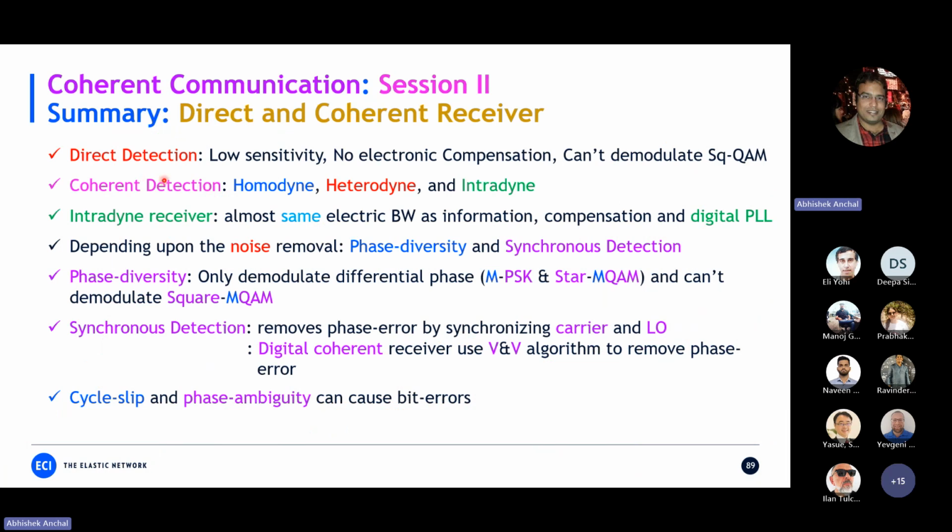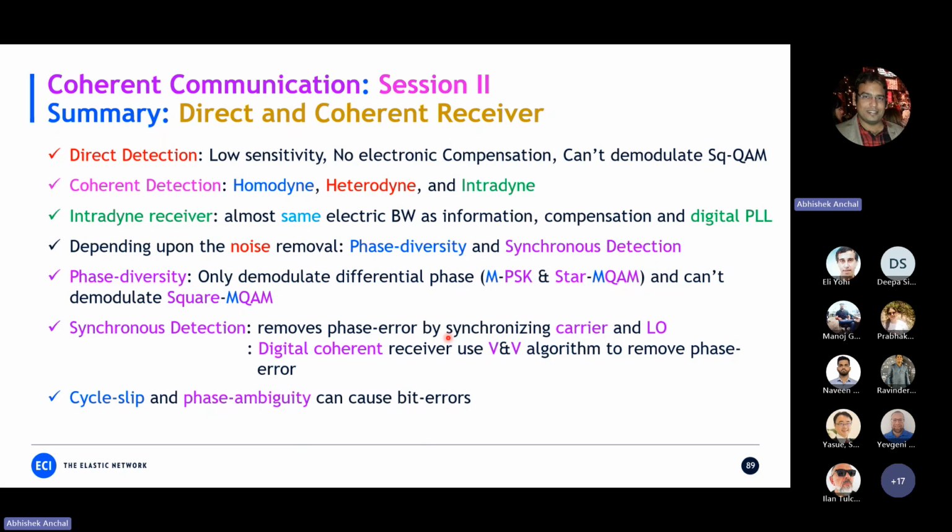We discussed that there are various types of receivers, direct and coherent detection. Coherent is preferable. Inside coherent we have homodyne, heterodyne, and intradyne receivers, depending upon the local oscillator frequency, and intradyne is preferred. In the intradyne receiver, all the commercial transceivers use a digital coherent receiver, which employs algorithms, for example the Viterbi-Viterbi algorithm, to remove the phase error, which is called digital phase estimation. By phase estimation, they can estimate the phase noise and remove it from the signal. During this process, because of the computation, we add some errors due to cycle slip and phase ambiguity, and this contributes to the bit errors.